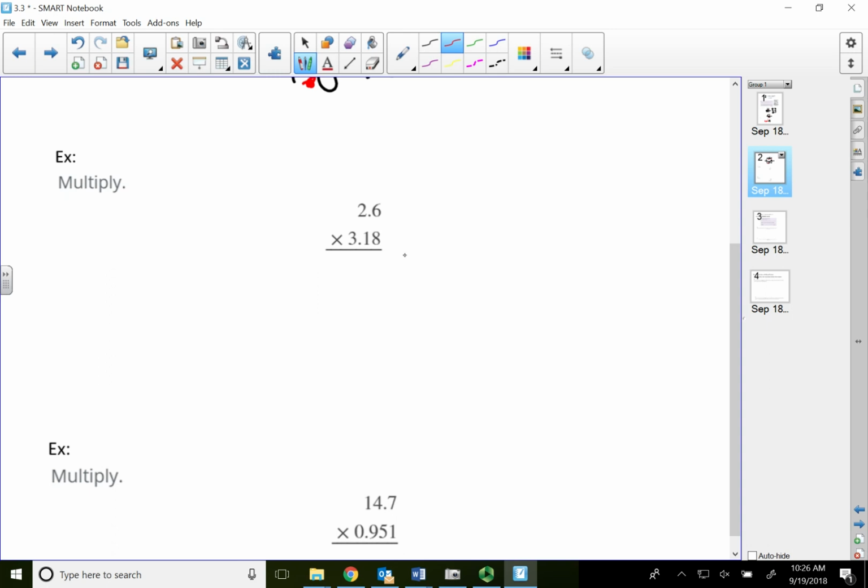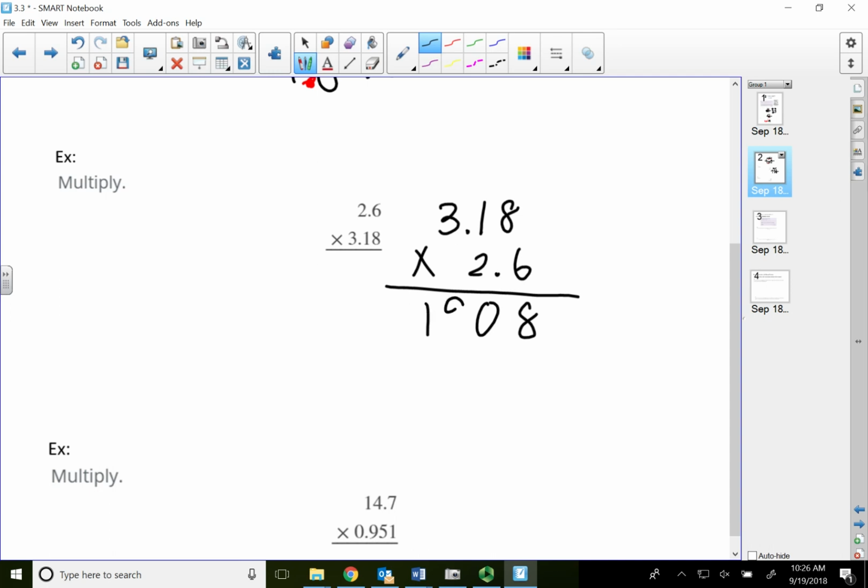All right, if you don't mind, I'm going to rewrite this problem. I always like the decimal number with the most digits on the top. It's just my habit. So again, we don't have to line them up. We just multiply them right now like whole numbers. Then we just count the decimal places afterward. So 6 times 8 is 48. Carry 4 on our hand. 6 times 1 plus 4 on our hand is 10. Carry 1. 6 times 3 is 18 plus 1, 19.